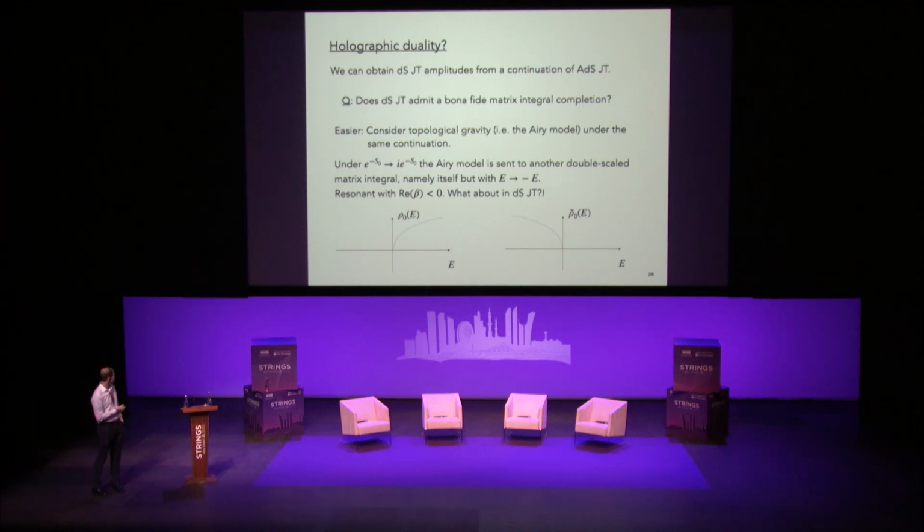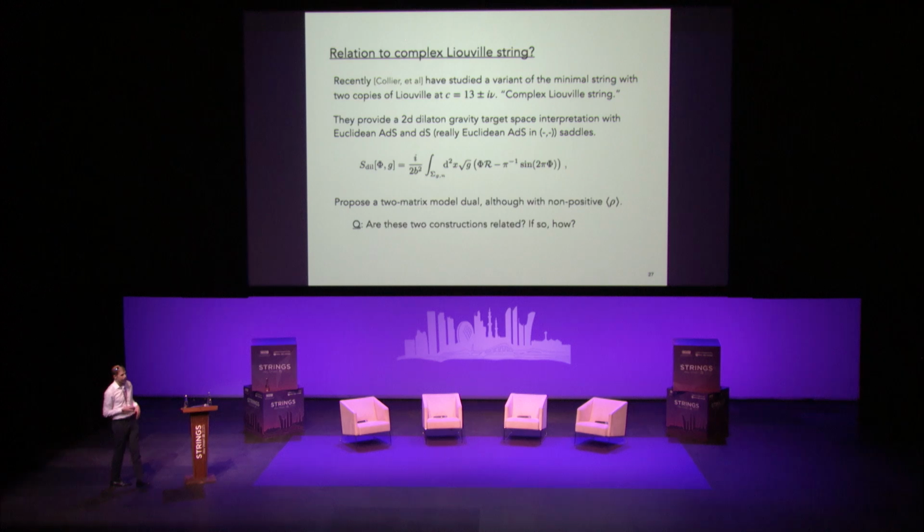And this is particularly resonant with probing the model with trace e to the minus beta h, but where beta is negative. Does something like this happen in JT or not? Is there some sense that we can make sense of such a continuation? We don't know.